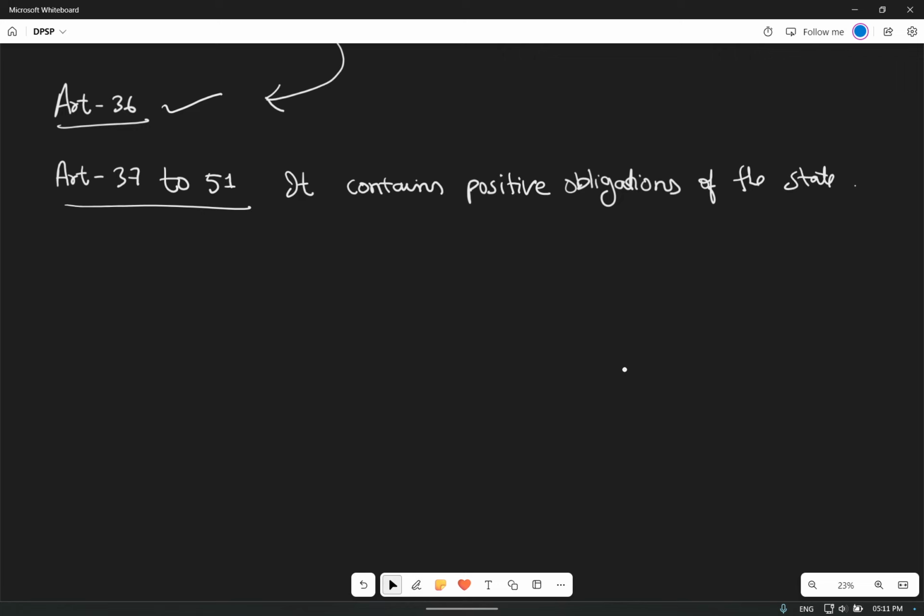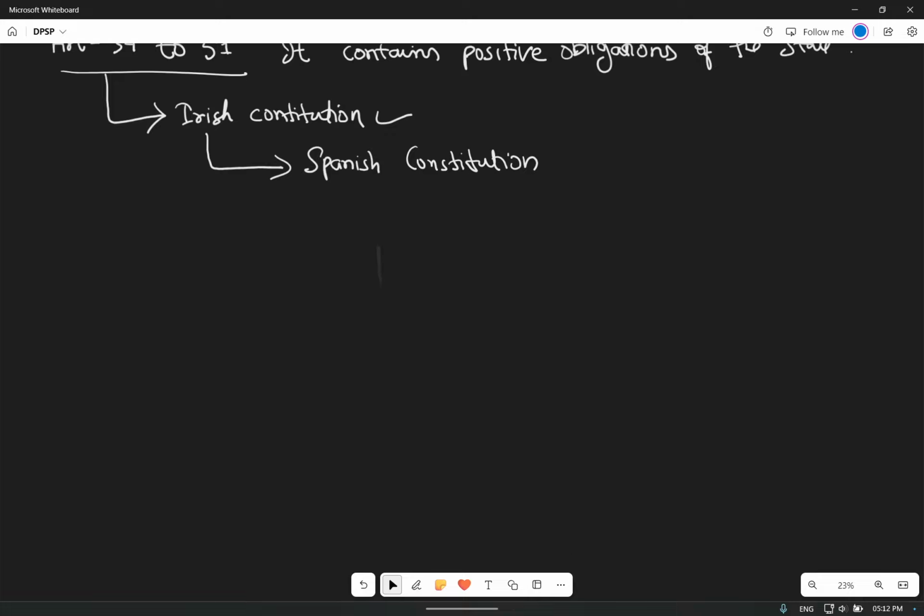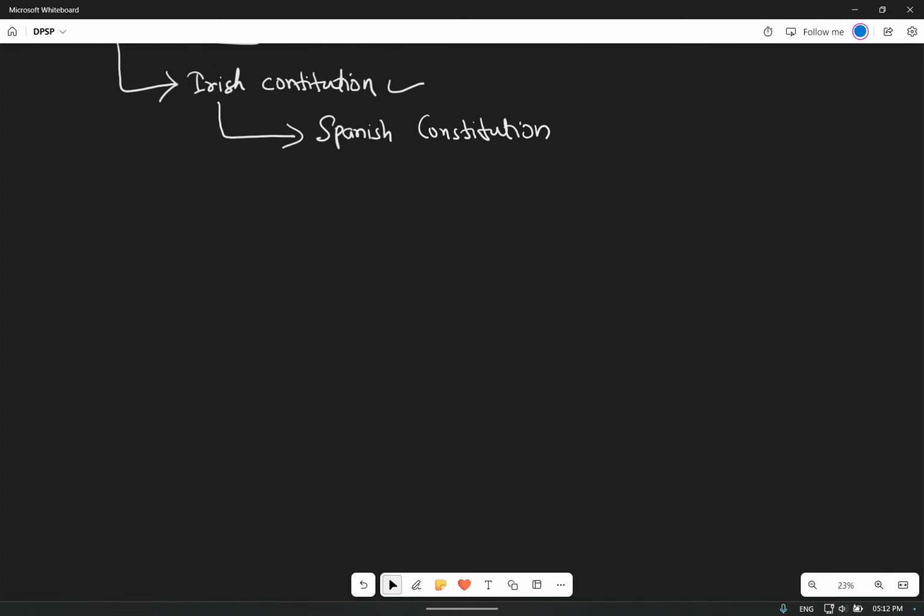Okay, and Articles 37 to 51 have been borrowed from the Irish Constitution, and the Irish Constitution borrowed it from the Spanish Constitution. So ultimately, whatever we are reading in the Directive Principles is from the Spanish Constitution. For the exam, we can mention that it has been borrowed from the Irish Constitution and they borrowed it from the Spanish Constitution.